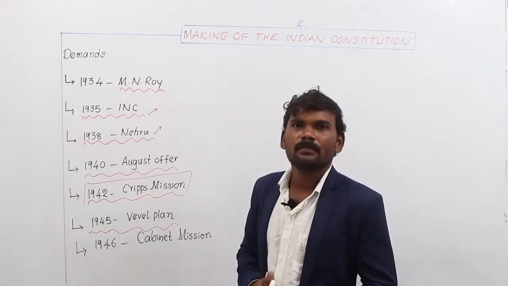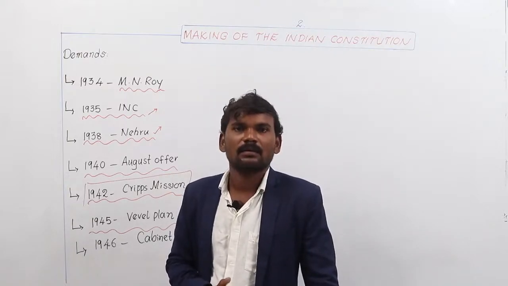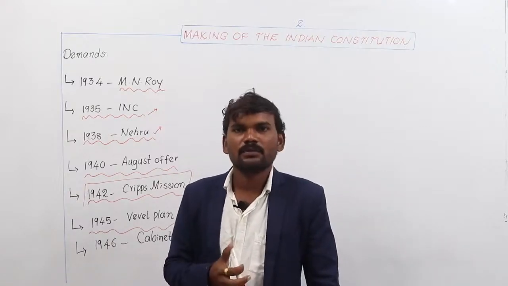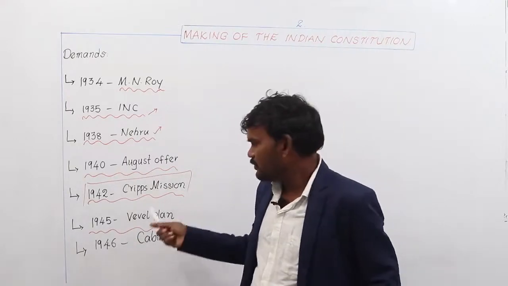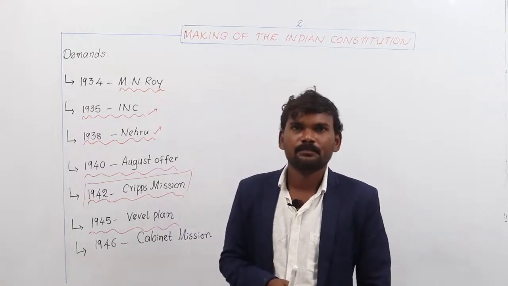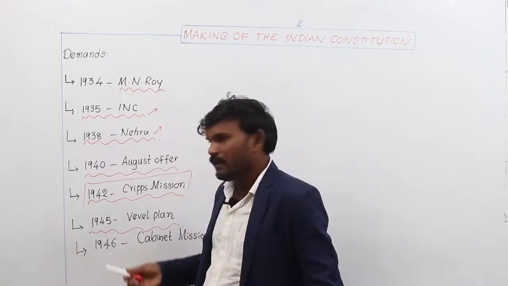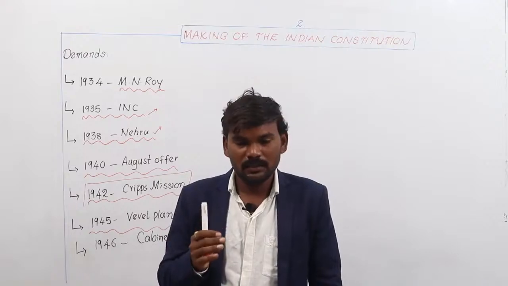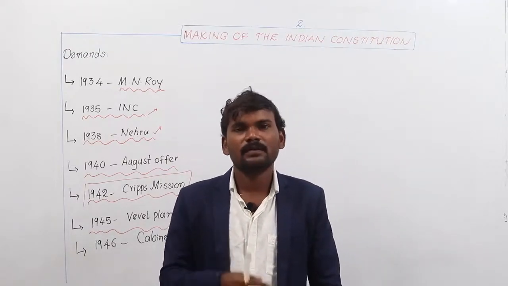In 1945, the Second World War came to an end, and Britain and its allies won. Japan and its allied groups were defeated. After the war ended, general elections were held in Britain in 1945. The Labour Party came into power, and Clement Attlee took charge as Prime Minister of Britain in 1945.